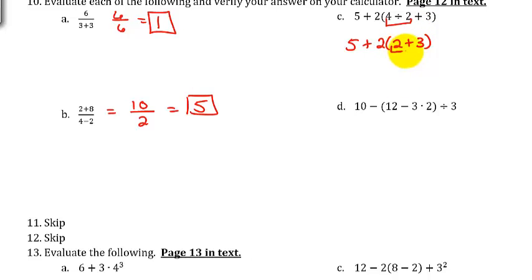And still stay inside the parentheses because we need to do all of the operations inside the parentheses first. And so we get 5 plus 2 times 5. And now whenever you have a number right next to a set of parentheses, that means to multiply. So multiplying is what we would do next. That gives us 5 plus 10, and 5 plus 10 gives us 15.